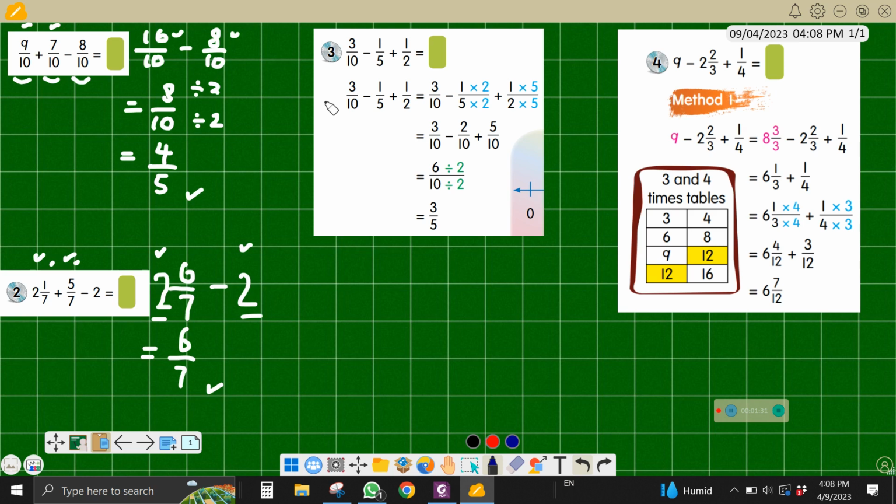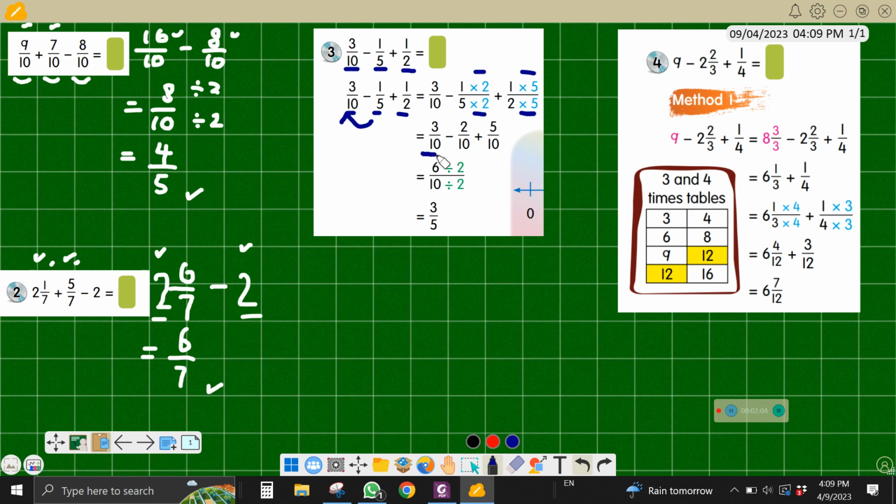Okay, let's look at example 3. Now you can see that the bottom numbers, the denominators, are all different. So before you plus and minus, make sure you make them the same first. The smaller number, you can change into the bigger number. So 5, you can times 2 to become 10. 2, you can times 5 to become 10. The bottom times 2, the top also times 2. The bottom times 5, the top also times 5.